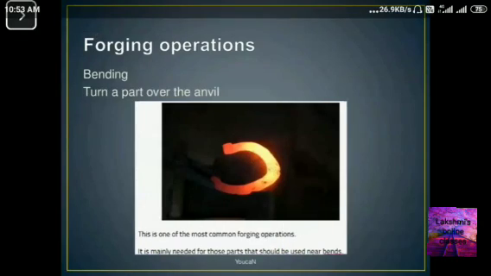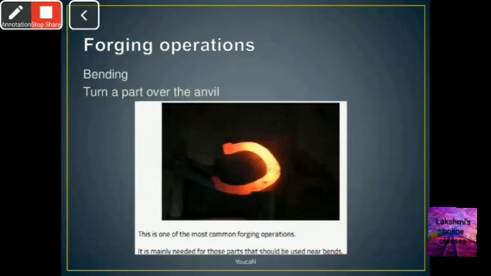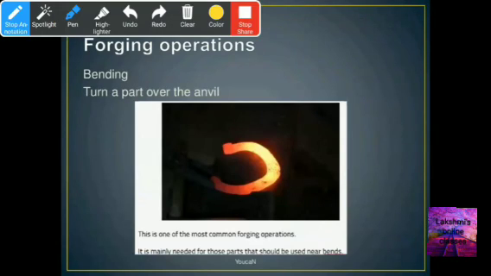So this is bending, turning a part over the anvil. This is one of the most common forging operations. It is mainly needed for parts that should be used near a bend. You can see it anywhere. So this is the common thing.